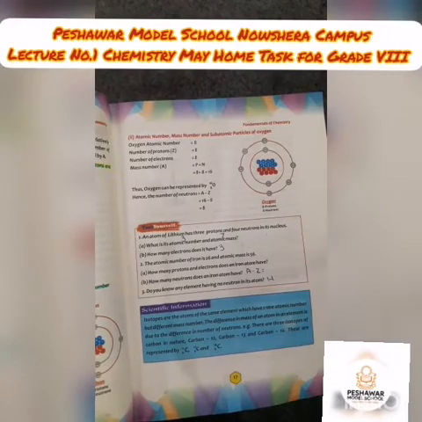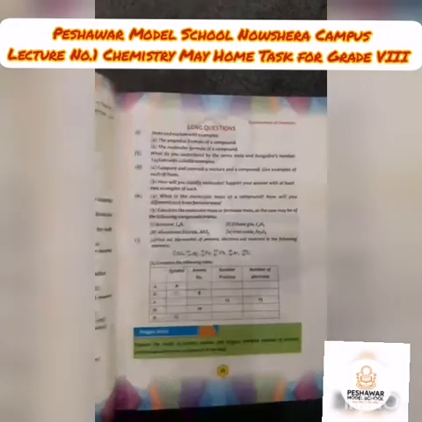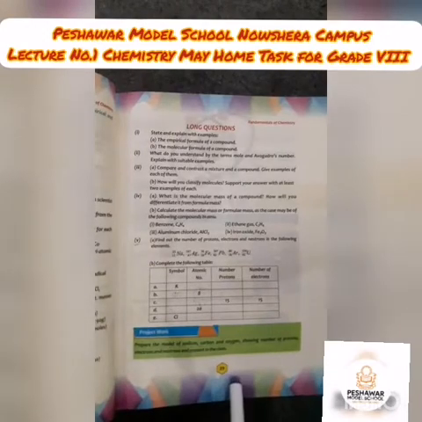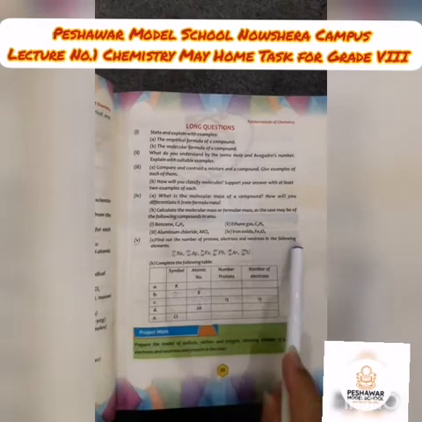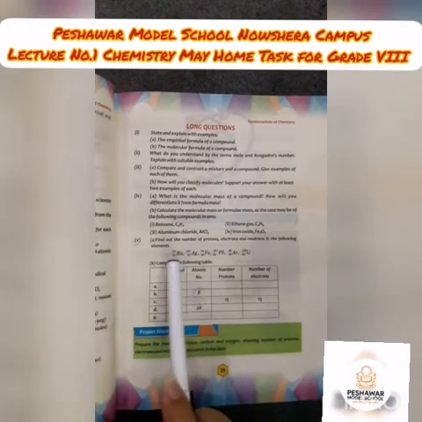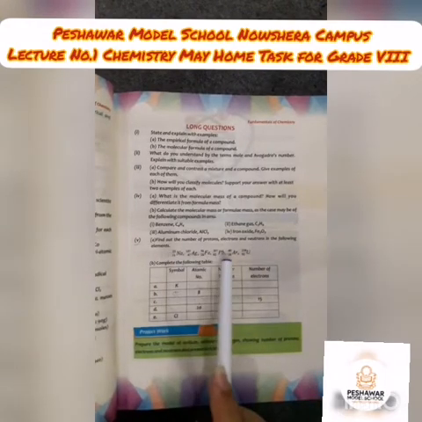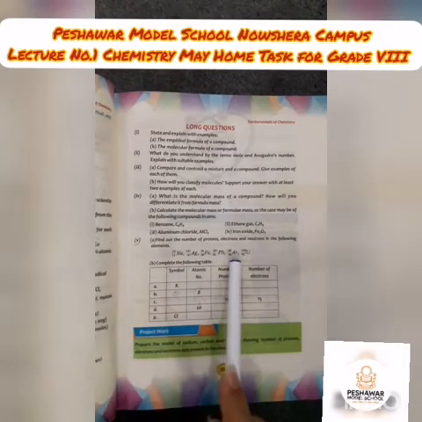Simply write the definition of atomic number and mass number and give examples. Your question number 2 is on page number 39. Find out the number of proton, electron and neutron in the following elements. These are the elements sodium, silver, iron, lead and argon. You have to find out the number of proton, electron and neutron in these elements.